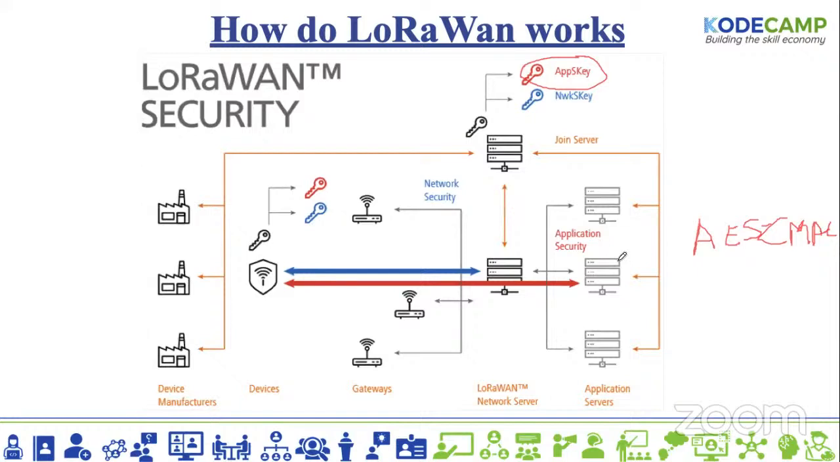If you activate your device using OTAA, these keys are regenerated on every activation. Now if you statically activate your device using ABP, you have to hard code the keys in your program before uploading it.